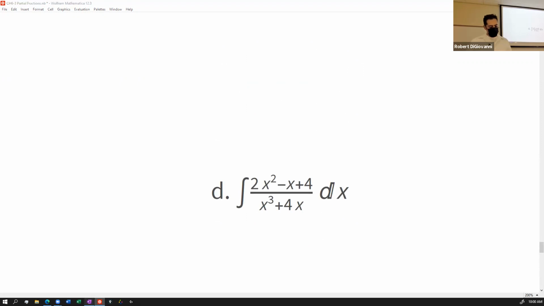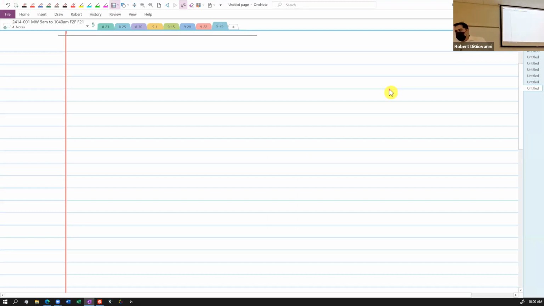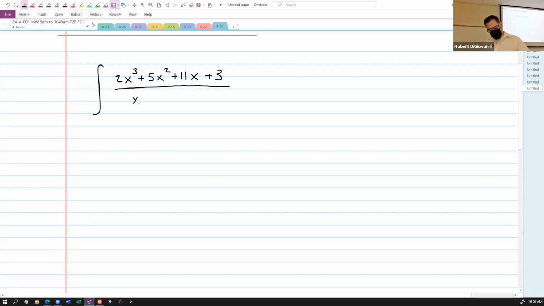Okay, so I made one up before class because I wanted to do something not on my notes, just in case. Okay, so let me see here. Let's do the integral of 2x cubed plus 5x squared plus 11x plus 3 over x cubed plus 2x squared plus x dx.